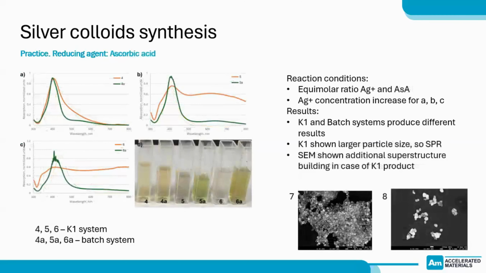So for the ascorbic acid, you can see it's a little bit different behavior. We can also get a very narrow distribution for the annular flow reactor. However, for samples B and C, where the concentration of silver ions was larger, we get larger nanoparticles that are already not exhibiting the surface plasmon resonance, and I'm referring to samples 5 and 6. And there are some SEM pictures on the bottom.